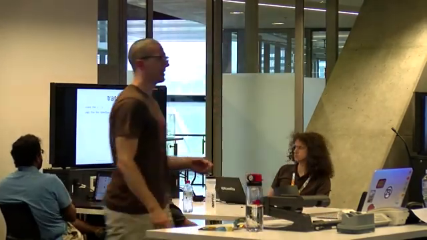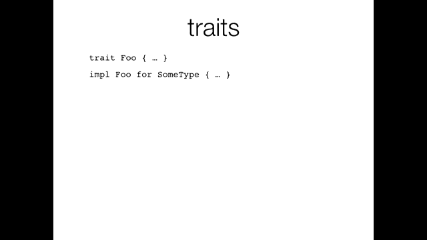So the basic syntax for using traits is pretty simple. You declare a trait using the trait keyword. In the ellipses where I've elided the code, you'd have a bunch of method signatures. And then when you implement a trait for some concrete type, which is what's going on in the second line, you have to provide the implementations of all those methods.